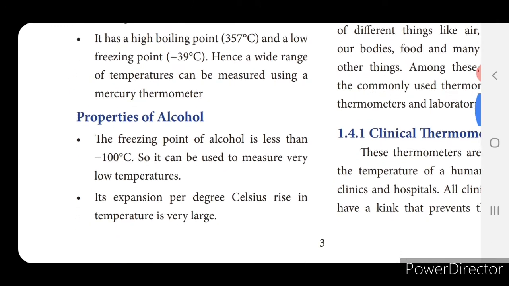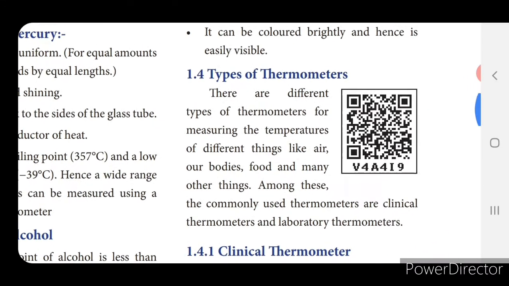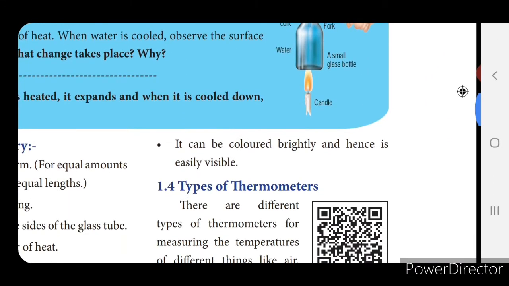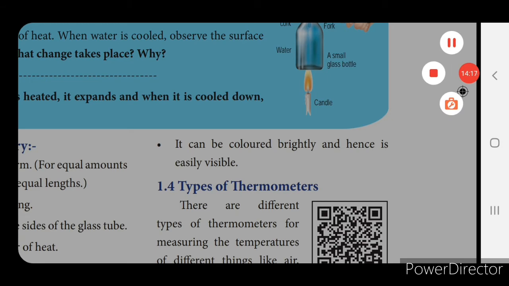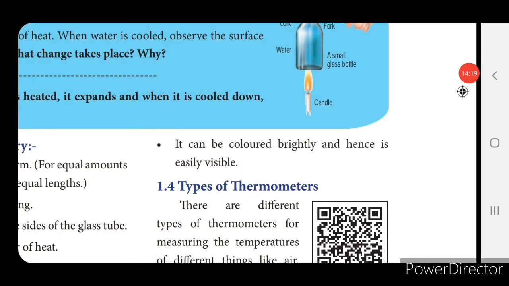Okay children, next we will see the properties of alcohol. Why is alcohol also used as a thermometric liquid? The freezing point of alcohol is less than minus 100 degrees centigrade, so it can be used to measure very low temperatures. Its expansion per degree Celsius rise in temperature is very large, and it can be colored brightly and hence is easily visible.